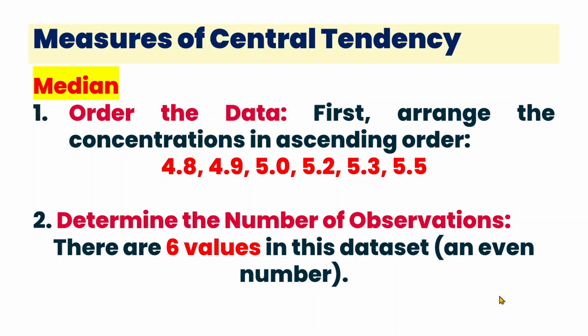number of observations. If the number of observations is odd, for example, let's take 5.5 out of the set from 4.8 to 5.3, then the middle value is 5.0 because the middle value in a set of 5 numbers is the third value. Okay, I hope that is clear for you.